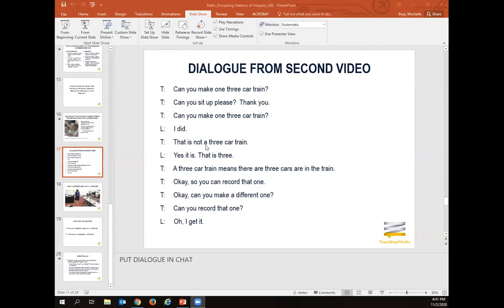So here's the dialogue. The teacher walks up: can you make one three-car train? Can you sit up, please? Thank you. Can you make one three-car train? I did. That's not a three-car train. Yes, it is. That is three. A three-car train means that there are three cars in the train. Okay, so she does it. So you can record that one. Can you make a different one? And then she records that. And it's, oh, I get it. And we go from there.